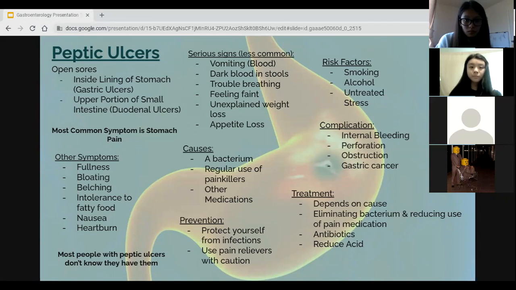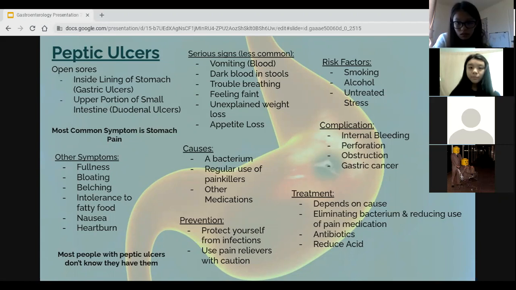The causes of peptic ulcers, there are a few. One is a bacterium, and it's unclear how this bacteria is transmitted, but it can be from person to person or through food and water. Another cause is also the regular use of painkillers such as ibuprofen, and some well-known brands of that are Advil and Motrin, and also other medications like steroids and anticoagulants. So to prevent yourself from getting this, you have to protect yourself from infections and use pain relievers with caution.